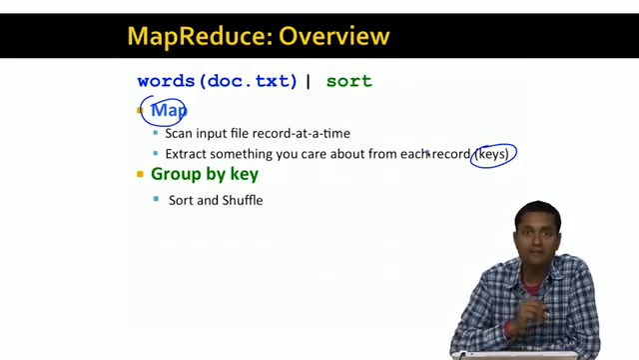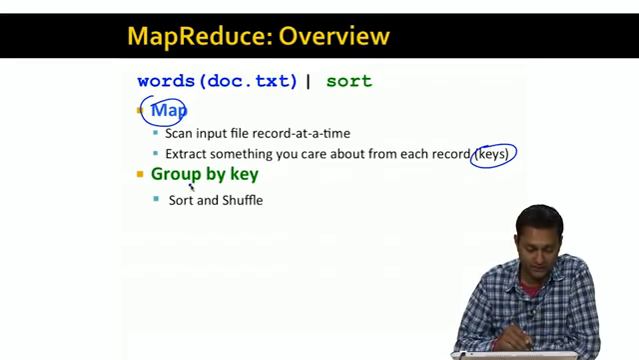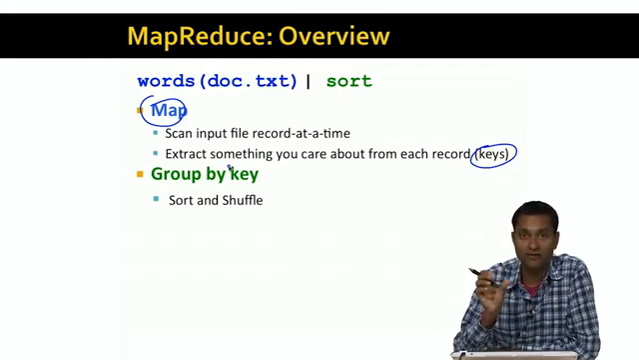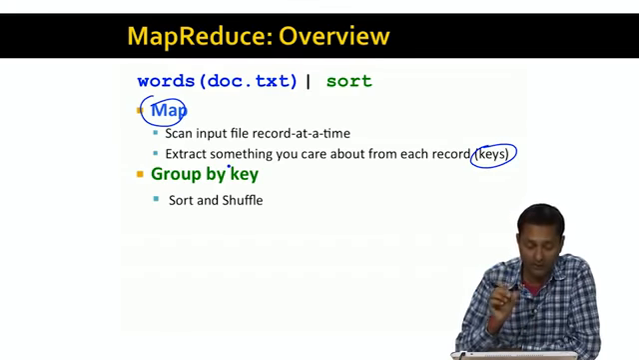Okay? The second step is to group by key. And this is what the sort step was doing. It grouped all the keys with the same value together.